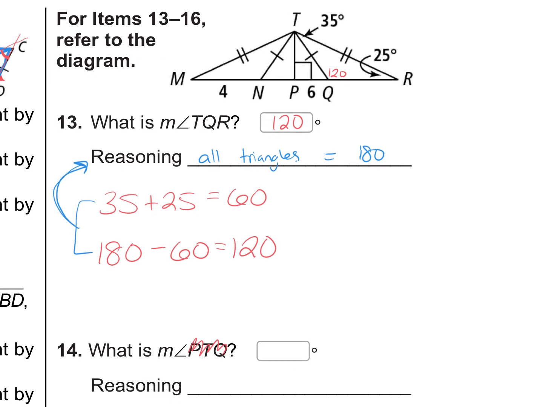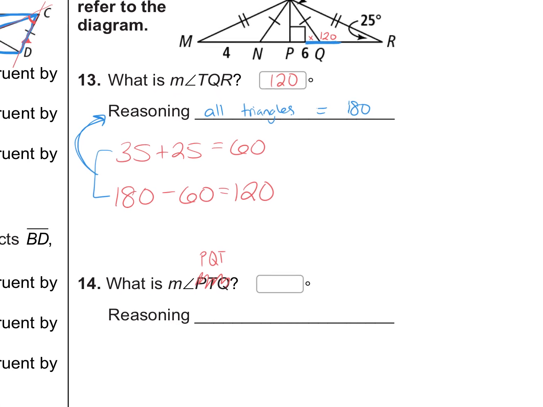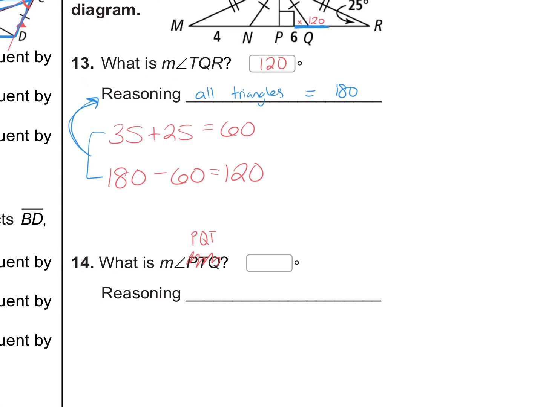This one I changed to PQT, which is this angle right here. What do we think? How'd you get that? Close. Right, we know these are on the same line. Instead of complementary, they're supplementary angles. Okay, so those add up to 180. So we know we need to take 180 minus 120 to get 60. Okay.